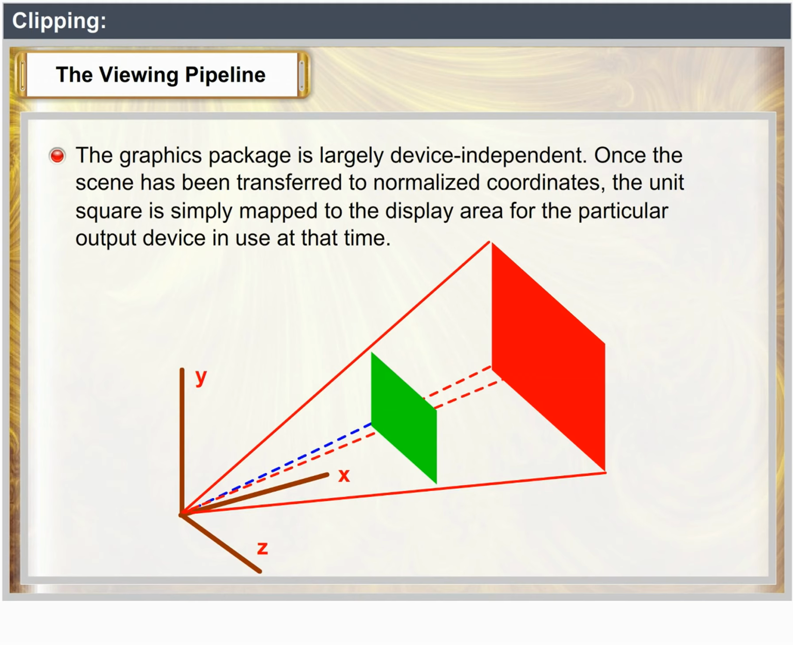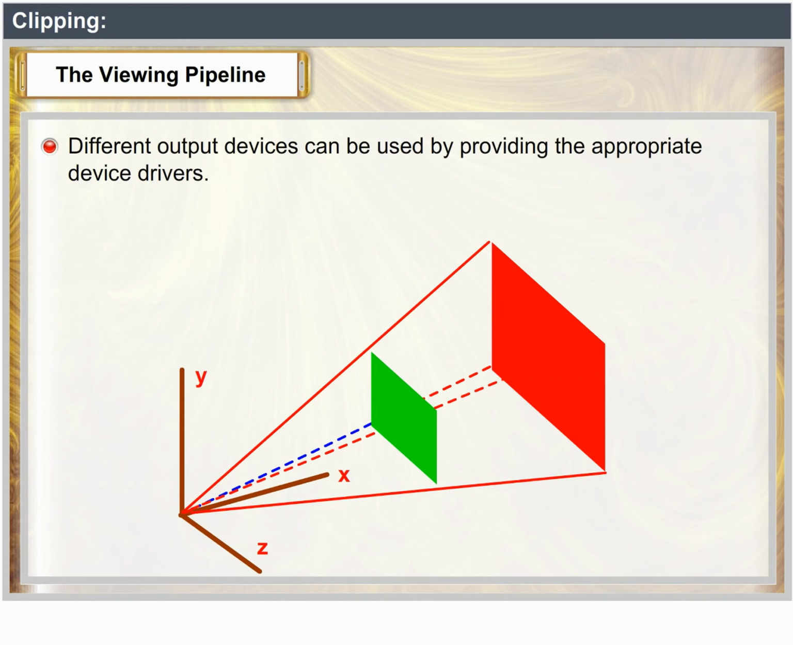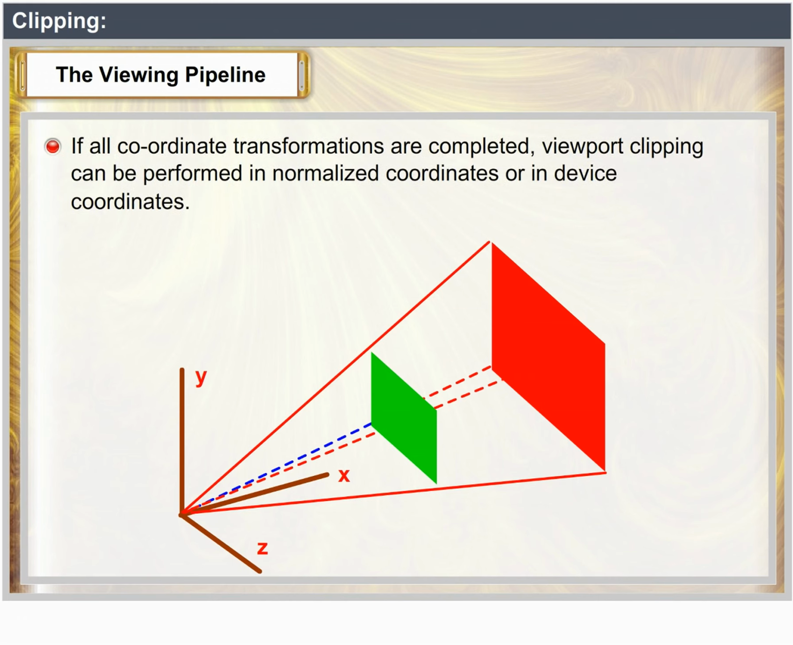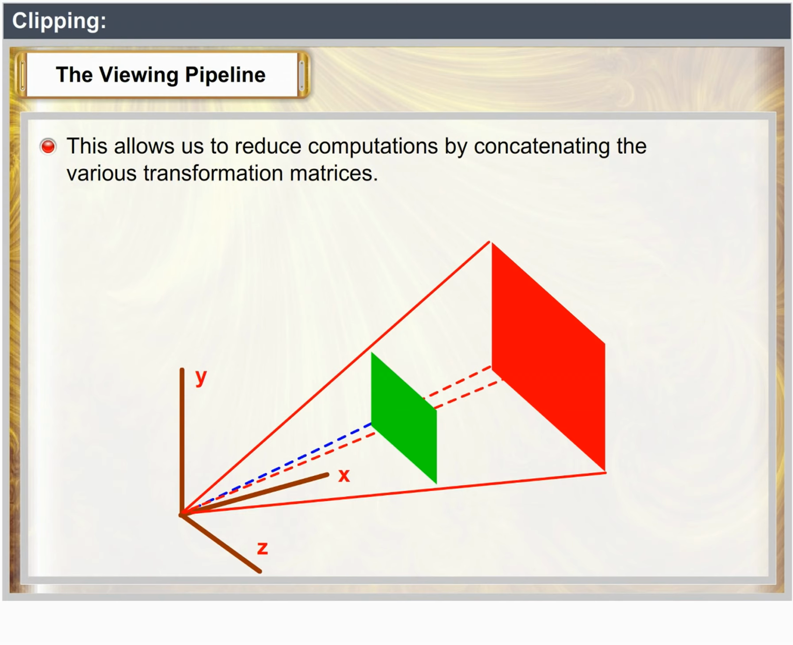Once the scene has been transferred to normalized coordinates, the unit square is simply mapped to the display area for the particular output device in use at that time. Different output devices can be used by providing the appropriate device drivers. When all coordinate transformations are completed, viewport clipping can be performed in normalized coordinates or in device coordinates. This allows us to reduce computations by concatenating the various transformation matrices.